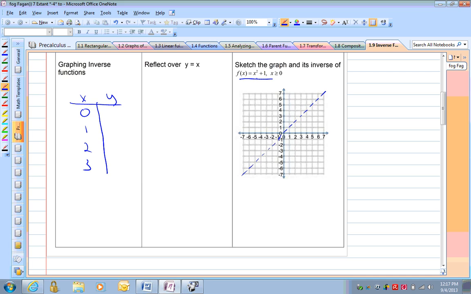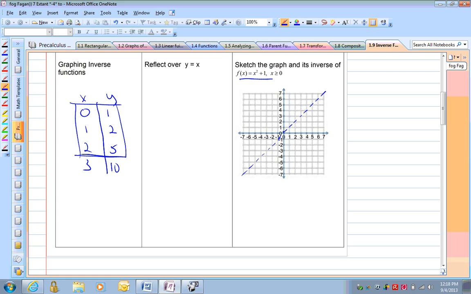I'm going to plug these values into my equation and get an output. So 0 squared would be 0 plus 1 would be 1. 1 squared would be 1 plus 1 would be 2. 2 squared would be 4 plus 1 would be 5. 3 squared would be 9 plus 1 would be 10. That's probably going to be off my graph, so we'll probably just stick with these top 3 values.